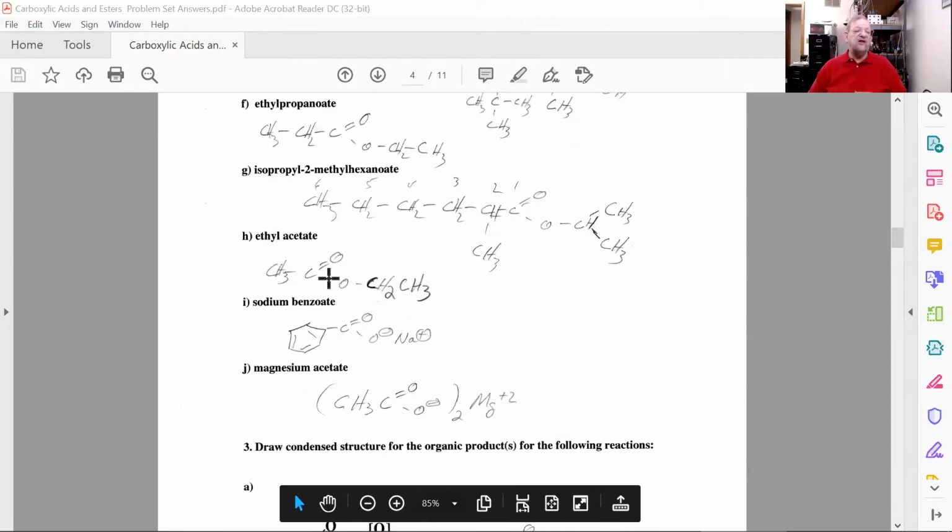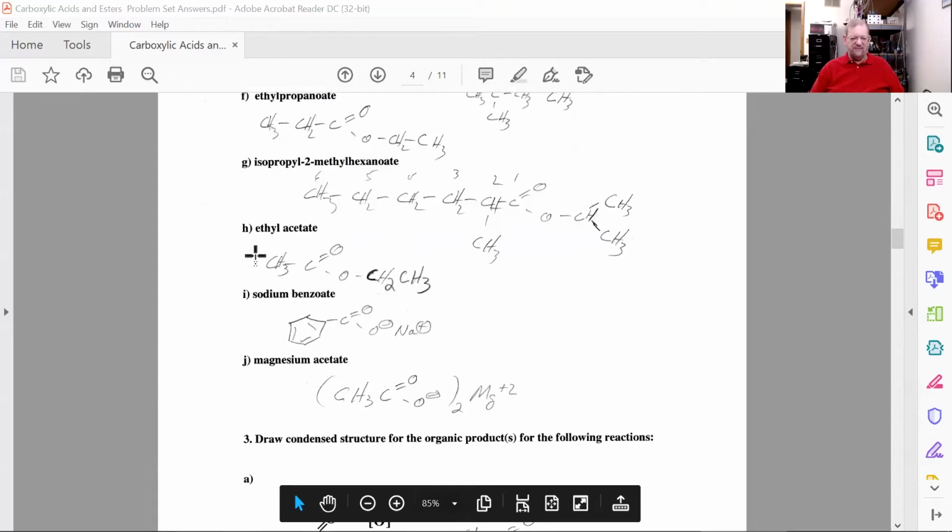And here is the other common name you should know. This is ethyl acetate. The IUPAC name is ethyl ethanoate. Nobody calls it that. Everybody calls it ethyl acetate. How do you get that acetate from? This would be if this were an H, acetic acid, drop the IC, add ATE, and you have ethyl acetate.